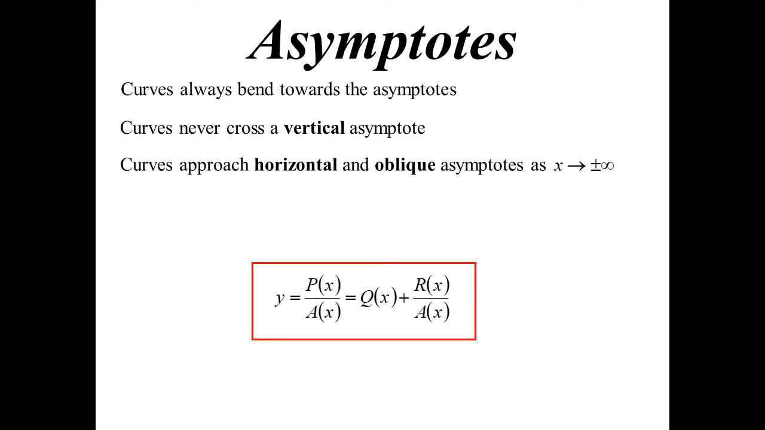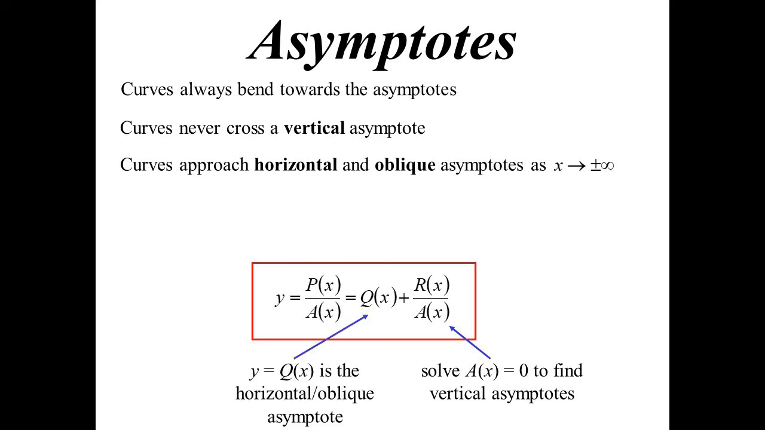If we do a polynomial division, we can always break it up into something like this: the quotient plus the remainder over the divisor. And when it's in that form, we can get a lot of information. The bottom of the fraction is going to find our vertical asymptotes. Bottom of the fraction can't equal 0. The quotient turns out to be the horizontal or the oblique asymptote.